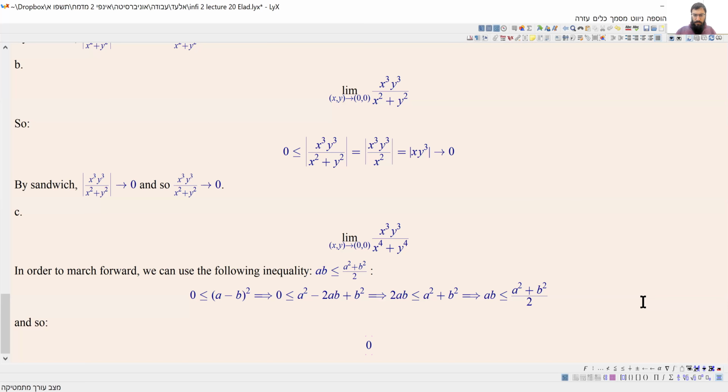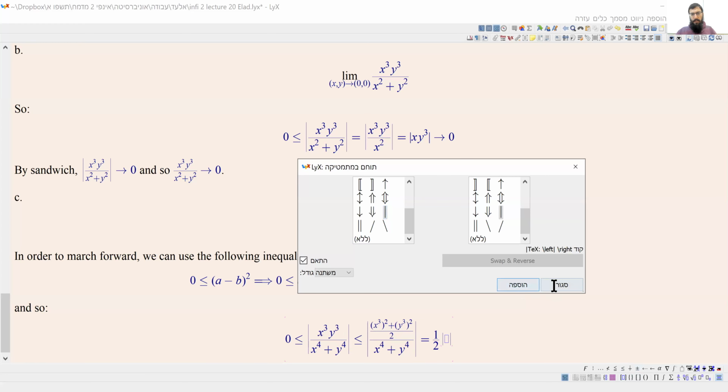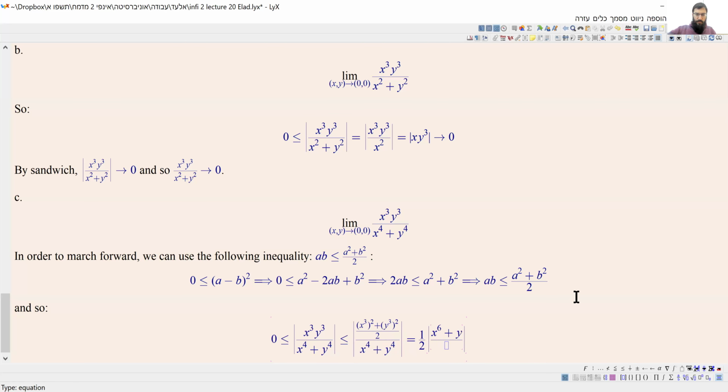And so, in our example, 0 is smaller than the absolute value of x cubed times y cubed over the denominator, which is smaller because we are looking at the greater numerator, x cubed squared plus y cubed squared above 2. Well, first of all, the 2 can go outside. And secondly, it is x to the 6 plus y to the 6 above x to the 4 plus y to the 4.